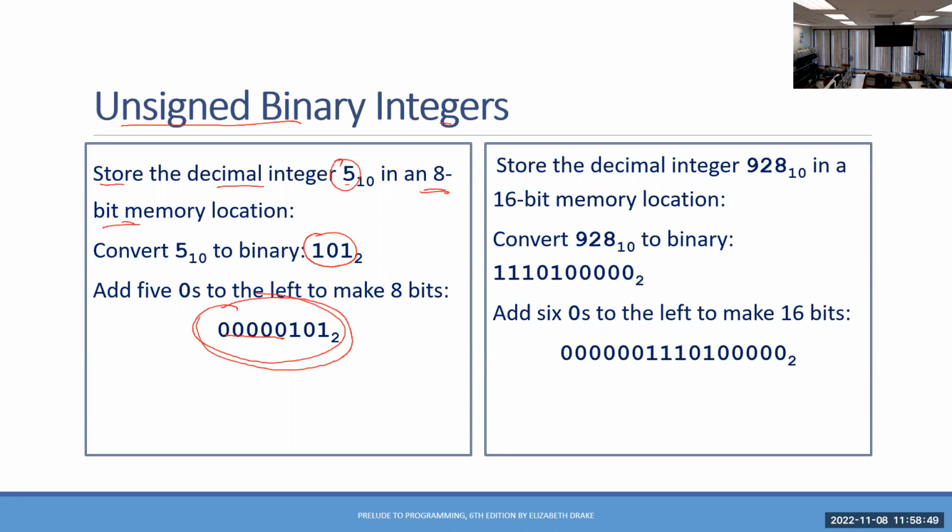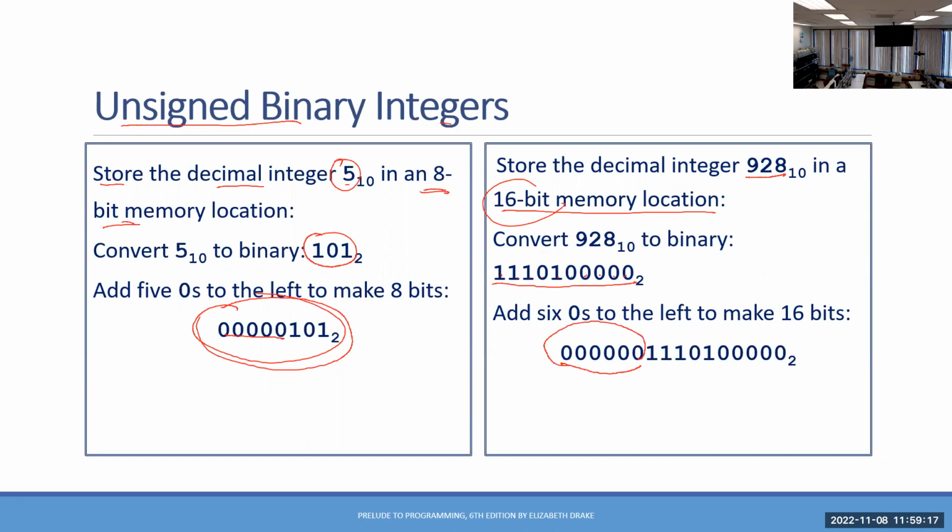Now think about this one here. If you want to store the decimal number 928 here in the 16-bit memory location, again, you have to convert it to binary. And you see, you have 1, 2, 3, 4, 5, 6, 7, 8, 9, 10 bits. That's why you have to make it up to the 16 here by inserting 6 0s before that. Okay.